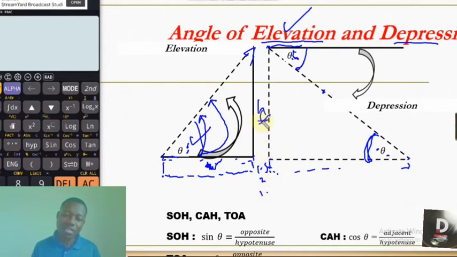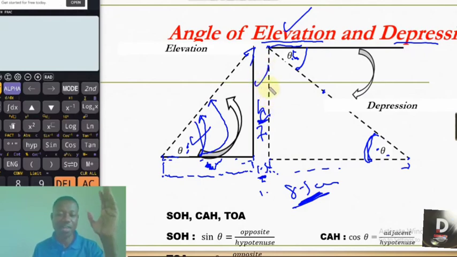So after calculating the height using your SOHCAHTOA principle, then you add that one. So assuming here you calculate and you get 7. 7 plus 1.5 gives you what? 8.5 centimeters, or meters or kilometers or whatsoever. That will be the total height of the pole. Now, these words you can use: a pole, a cliff, a tower, a tree, a stick, anything that is upright, that stands. You can use it to represent the height.